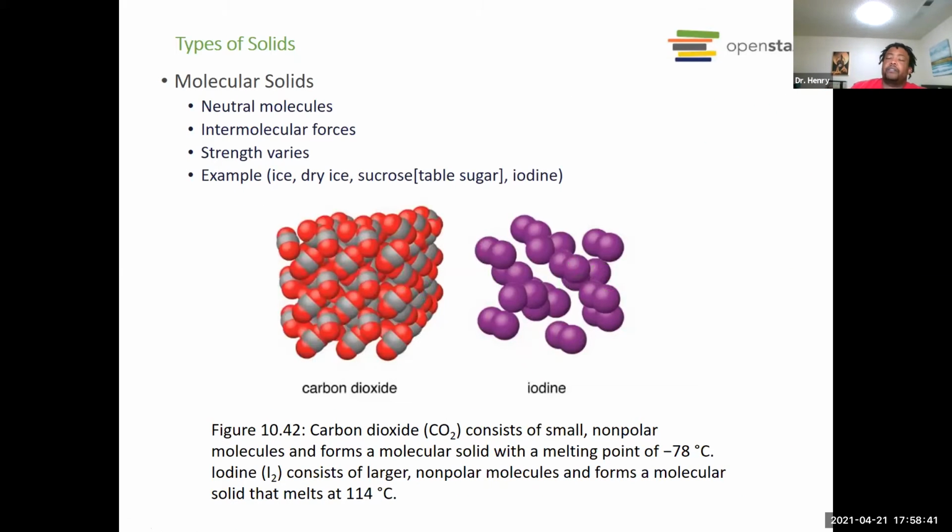We have molecular solids. Molecular solids are going to be neutral molecules. They're going to be bound by the intermolecular forces. That's what's going to be keeping them together. They're going to have varying strength, so we're going to have some that are semi-strong and some that are really weak. So for example, we have ice, dry ice, sucrose, and iodine. And so here we have carbon dioxide and iodine. Carbon dioxide's melting temperature is -78 degrees Celsius, and iodine's melting temperature is 114 degrees Celsius. So quite different on that scale too.